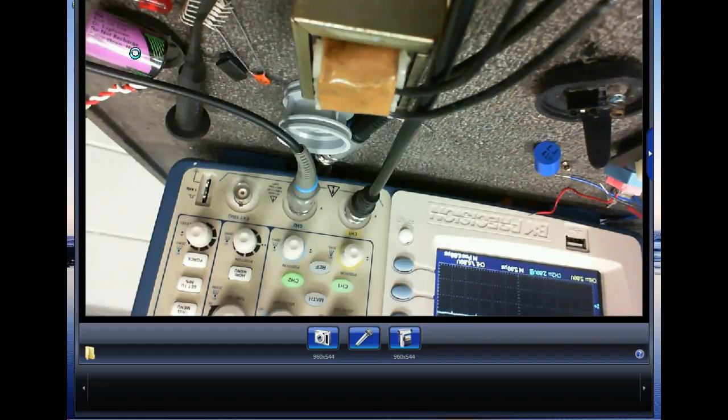This guy here puts out plus or minus 12, puts out plus 5, puts out minus, puts out a plus 3.4. This guy here, plus 5.